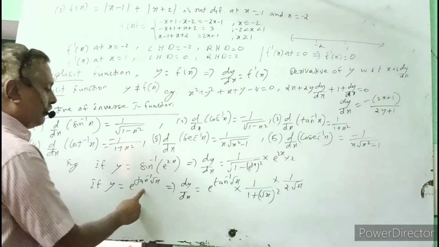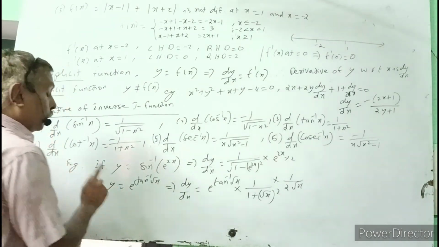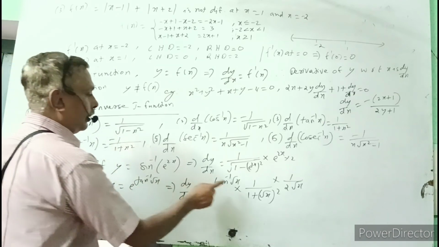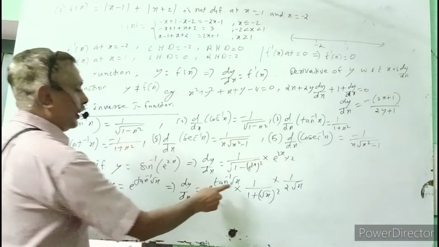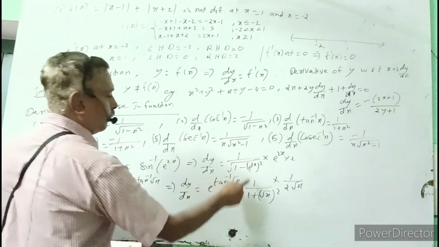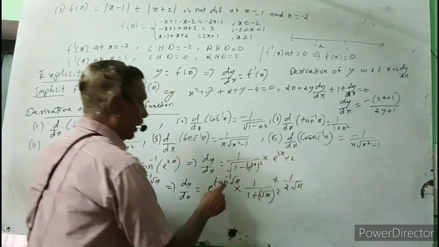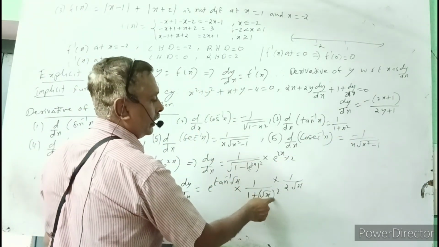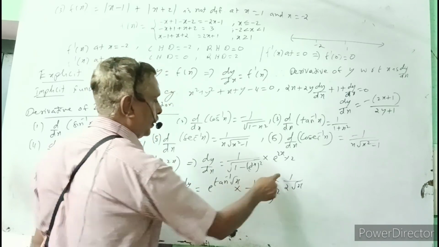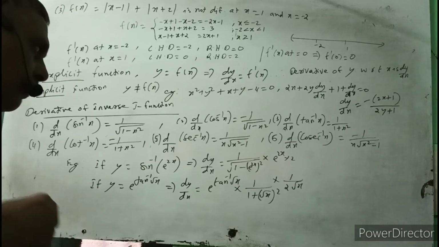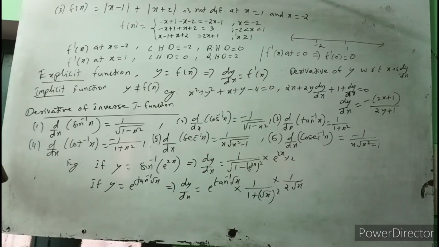Similarly, this is also an explicit function, so dy by dx can be found directly. The derivative of e raised to something is e raised to itself, into the tan inverse derivative, 1 upon 1 plus x square. Here x is root x, so root x square, into the root x derivative, 1 upon 2 root x. It can be further simplified.